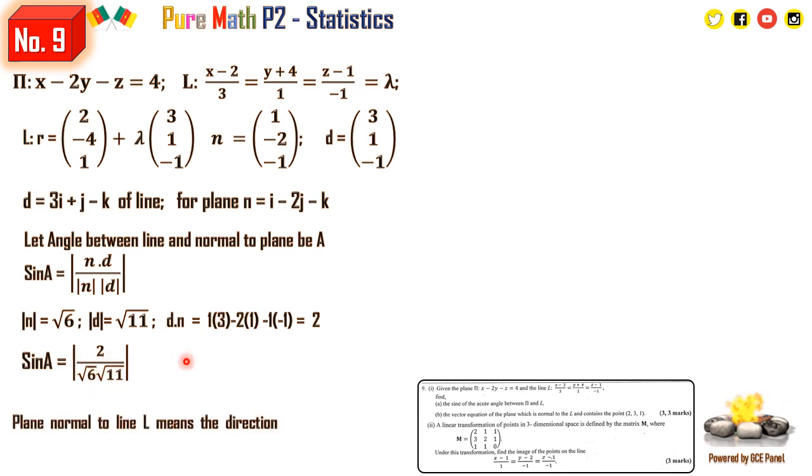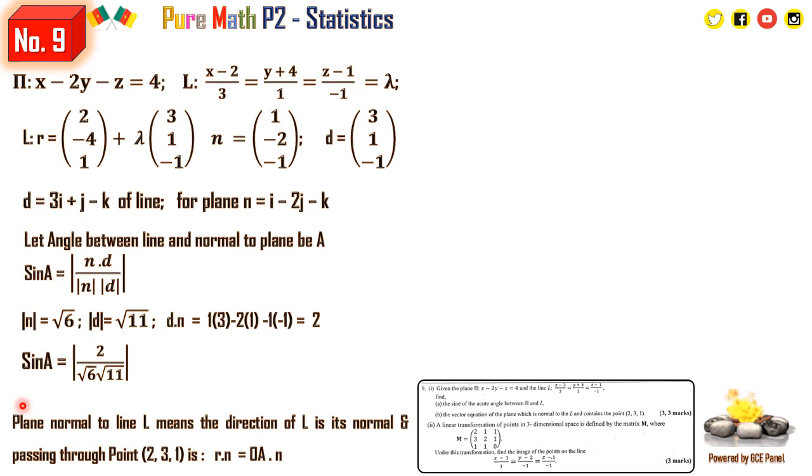So, the next part, the B part, find the vector equation of the plane which is normal to the line L and contains the point (2, 3, 1). This is the B part now. To find the equation of a plane that is normal to the line L in this question and passes through the point (2, 3, 1). Normal to the line, what does that tell you? It means the direction of the line is equal to the normal of that plane. In this case, our line here has a direction (3, 1, negative 1).